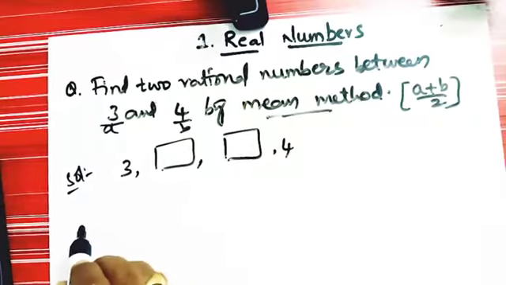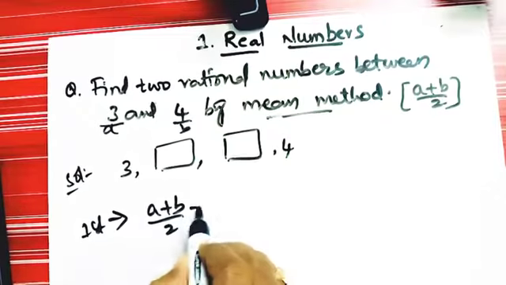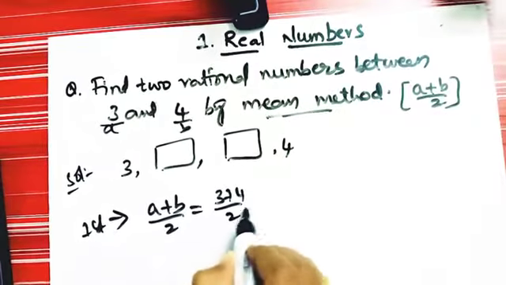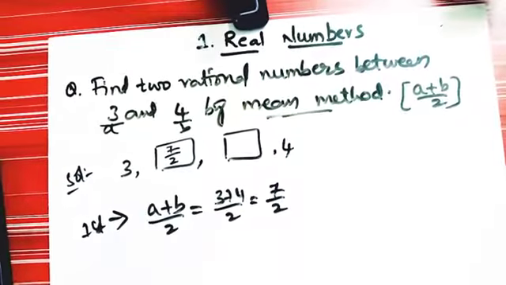To find the first number we use the formula (a + b)/2, that is (3 + 4)/2, which gives 7/2. So 7/2 is the number we get between 3 and 4.